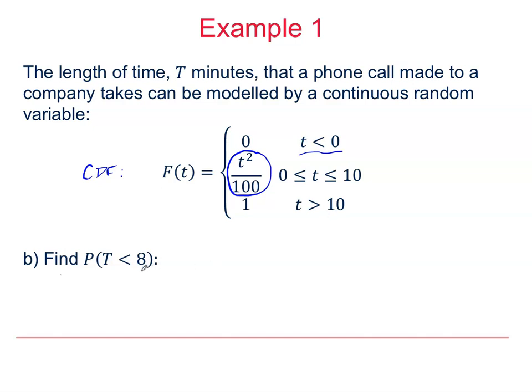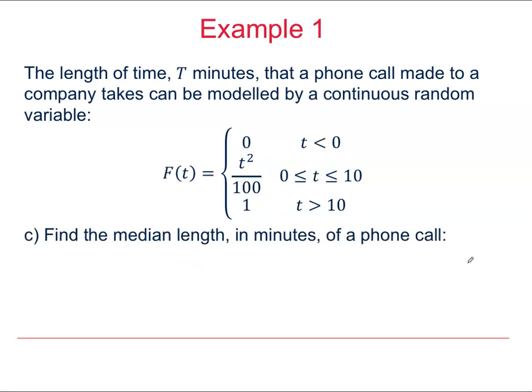Now, part B of the question is to work out the probability that t is less than 8, and we need to remember that that probability will be given by the CDF of 8. So, substituting in, 8 squared over 100 gives us 0.64 for the probability that the random variable t takes a value less than 8.